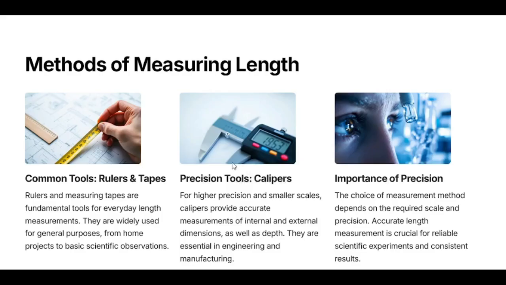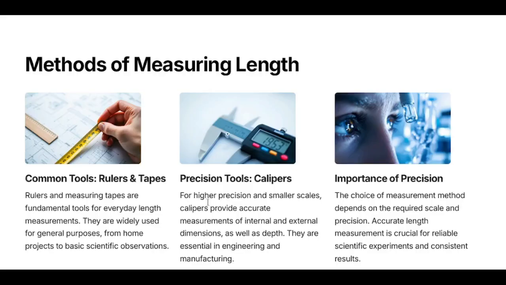These calipers look like what we have on the screen here, and they are used to measure things on a smaller level that your normal meter rule cannot measure. We also have another one known as the micrometer screw gauge. This micrometer screw gauge measures way lesser lengths or distances. The importance of these measuring tools is that they help you get a particular representation of a particular physical quantity.